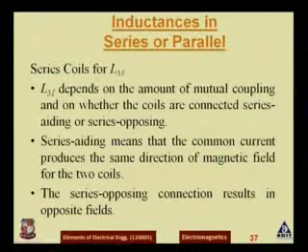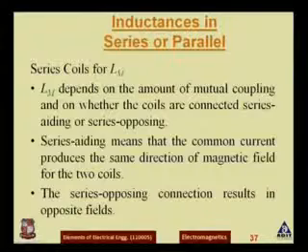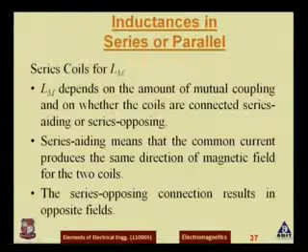But let us consider that inductances are connected in series and parallel with some mutual inductance. Lm is nothing but the mutual inductance of a coil. Mutual inductance depends on the amount of mutual coupling and on whether coils are connected in series aiding or series opposing. We will see later what series aiding and series opposing are. Series aiding means that the common current produces the same direction of magnetic field for the two coils. The series opposing connection will result in the opposite field.